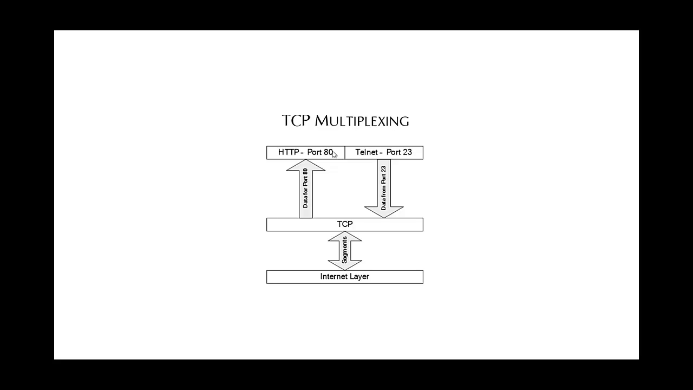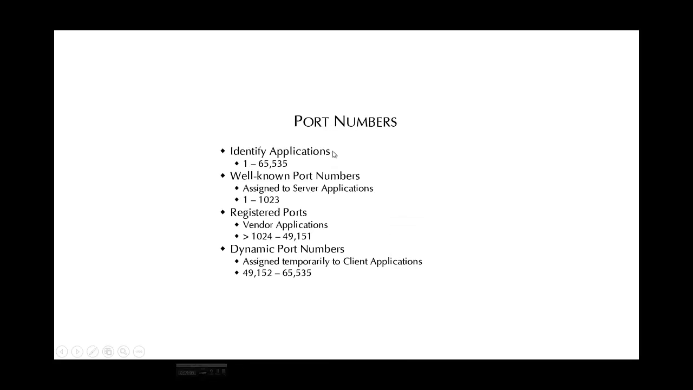Microsoft, with the release of Windows Server 2008 and Windows Vista, moved from using dynamic ports in the range of 1025 to 5000 to using ports in the range of 49,152 up to 65,536 for client applications, as recommended by IANA. As you can see there, I've listed what I've basically explained.